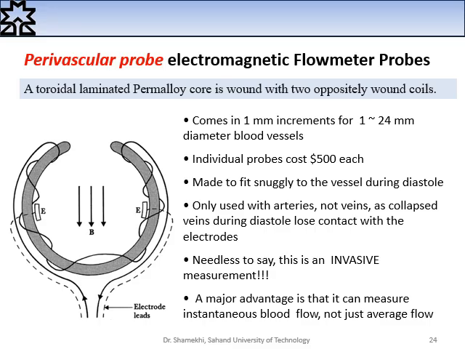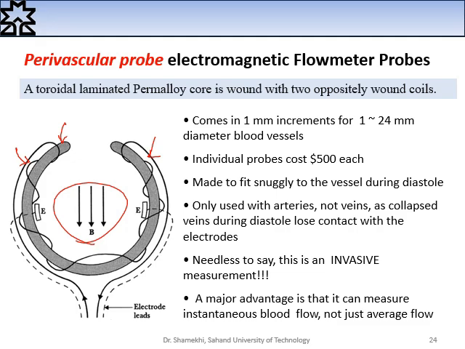In this slide, a perivascular probe in electromagnetic flow meter probes has been shown. As you can see, a toroidal laminated permalloy core is wound with two oppositely wound coils. We have a core and two oppositely wound coils here that will generate our electromagnetic field.